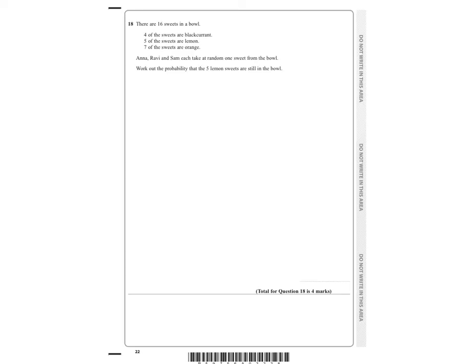Okay, if you notice though, it wants the probability of 5 lemon sweets still being in the bowl, but we only have 5 lemon sweets in the bowl, so that means nobody is taking a lemon sweet. So it's quite nice, even though you think when you're drawing a probability you need to do 3 strands, you don't actually have to, because the probability is Anna could take a blackcurrant sweet or an orange sweet.